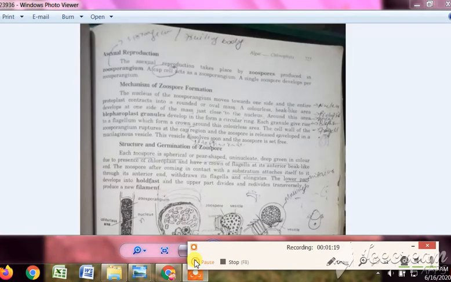The next mode of reproduction is asexual reproduction. The name asexual represents that no sexes are involved, so it will take place by spores, and a special type of spores, moving spores, are formed, so they are called zoospores. How do they form, where do they form?